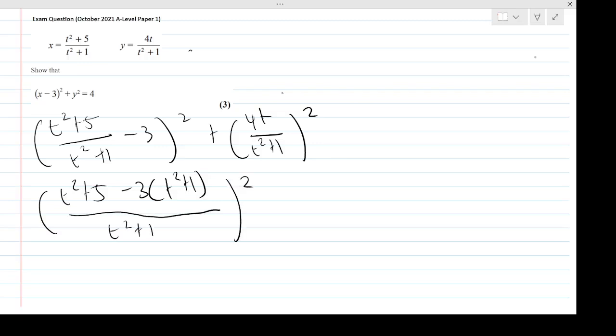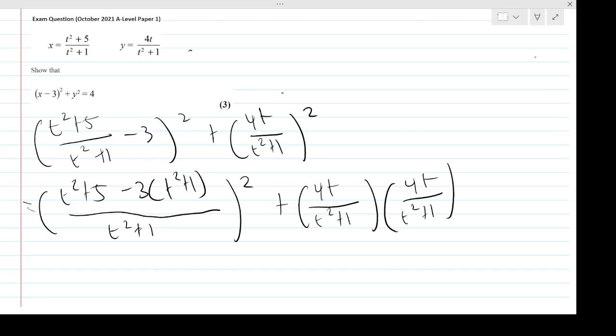And there we are, that'll be all squared. So now we've got one single fraction, so I can simplify, I can work with it. Add 4t over t squared plus 1. Well, 4t over t squared plus 1 is simply 4t over t squared plus 1 times by itself, okay? So another 4t over t squared plus 1, okay?